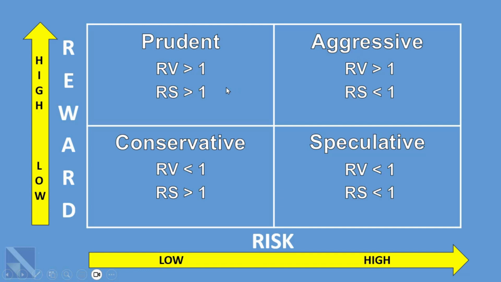The prudent investor wants the best of both worlds, high reward but also low risk. The prudent investor wants RV and RS scores both to be above 1.